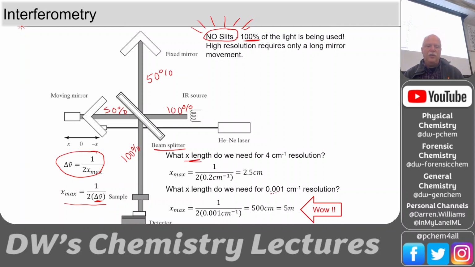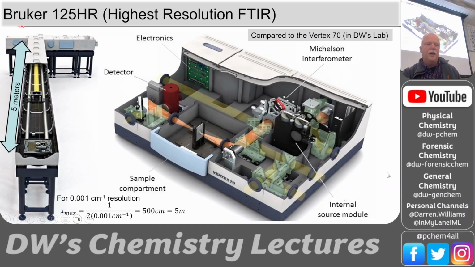In graduate school, I wanted 1,000th of a wave number resolution for my thesis research. And so I needed a spectrometer with 5 meters of a path length for this. And Bruker makes one of those. They had it at the National Laboratory up in Pacific Northwest. And so this is their instrument. They had the Bruker 125 HR, the highest resolution FTIR. And it had this 5-meter interferometer.